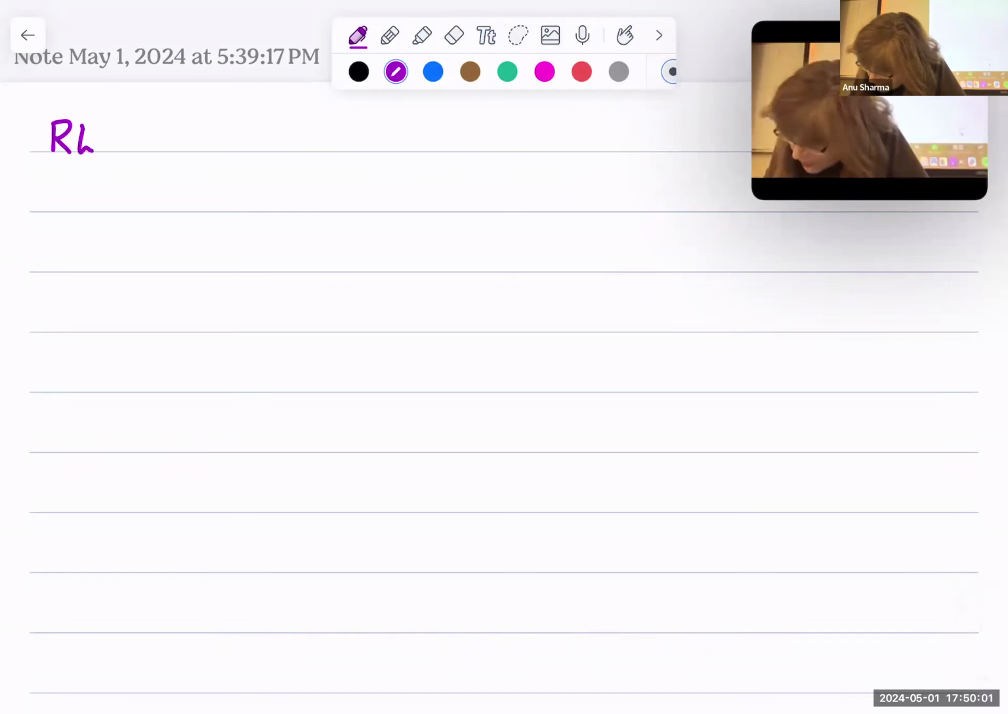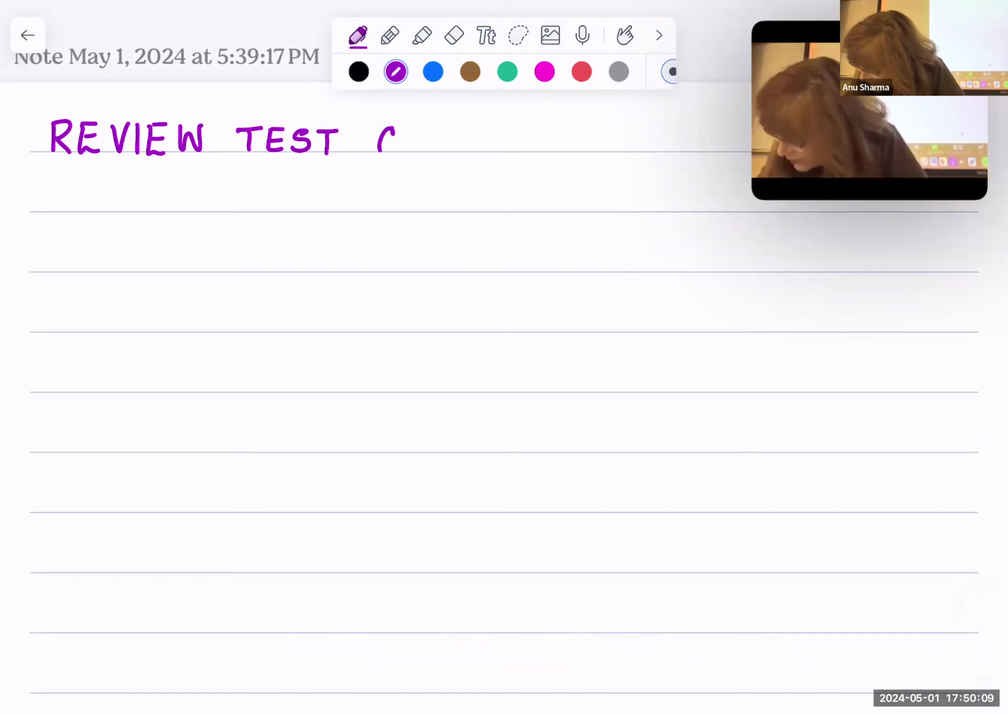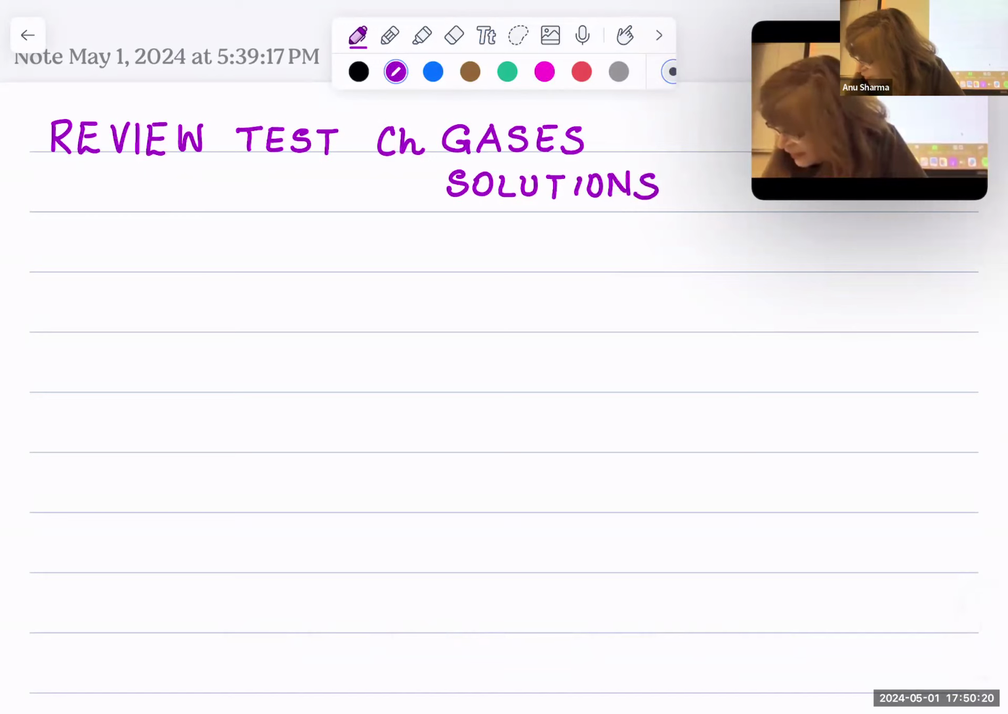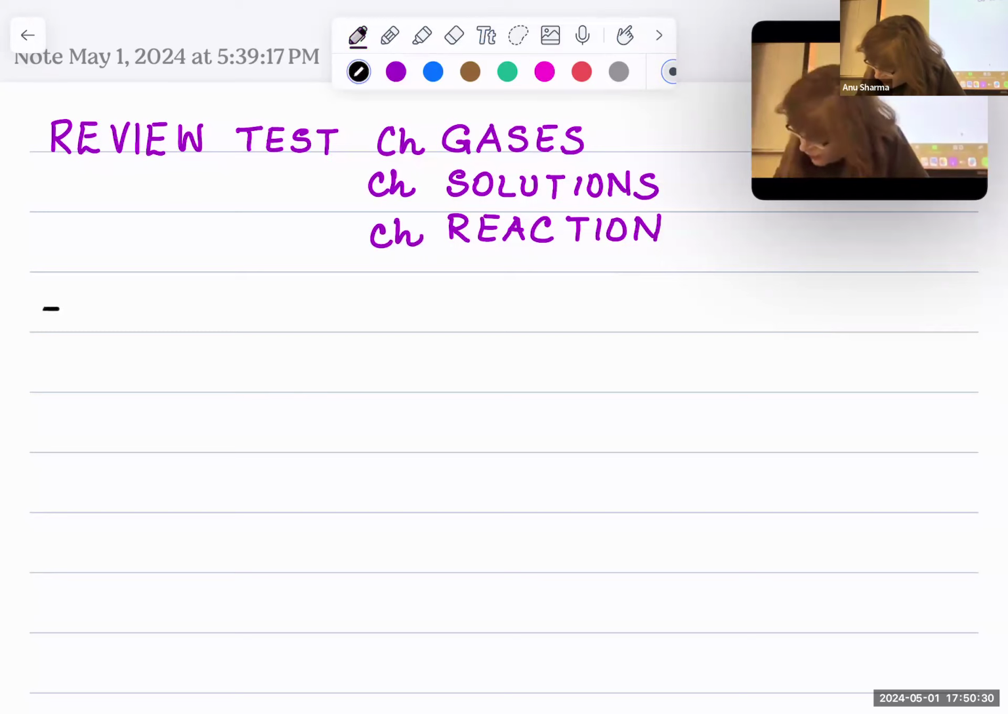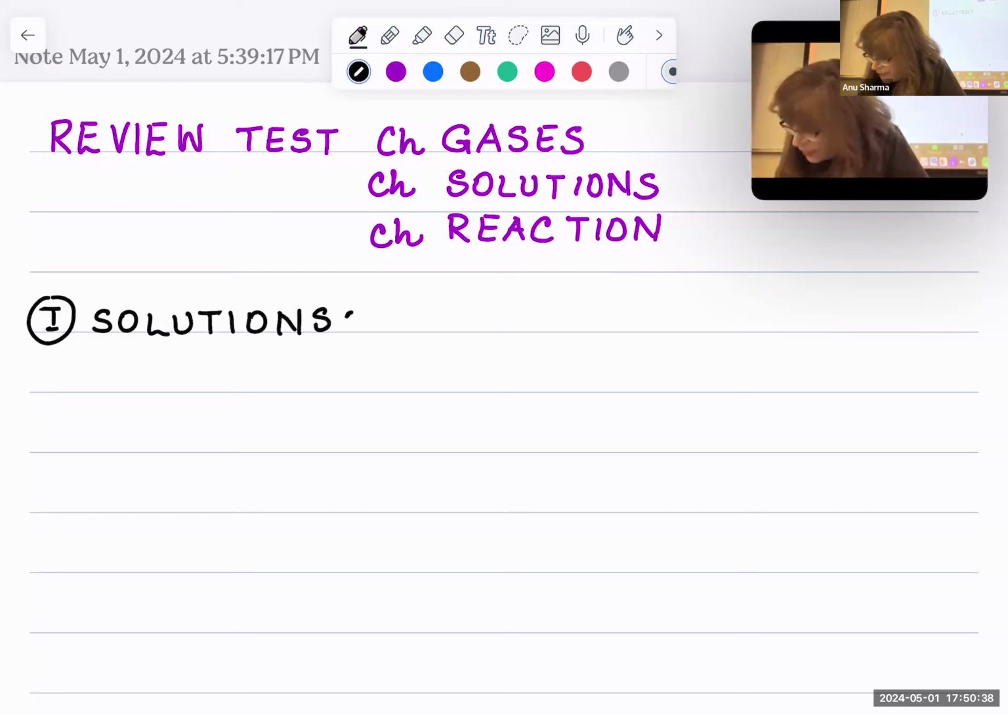This is a review for the test on the chapters on gases, solutions and equilibrium, and reaction rates. Okay, so we will cover very, very important questions. Remember that number one, we will first cover the solutions because that one obviously has a lot of information. So let's see all the important things that are going to be on the test.